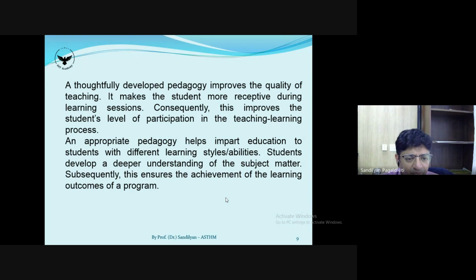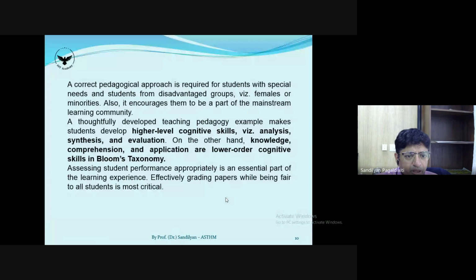Next slide, please. Yeah. So a thoughtfully developed pedagogy will include a variety of teaching methods for the same session, which encourages participation from students from different groups, whether they are economically challenged, physically challenged, or any other sort of culture or community. This pedagogy will break through all these divides and help you to connect with the students.